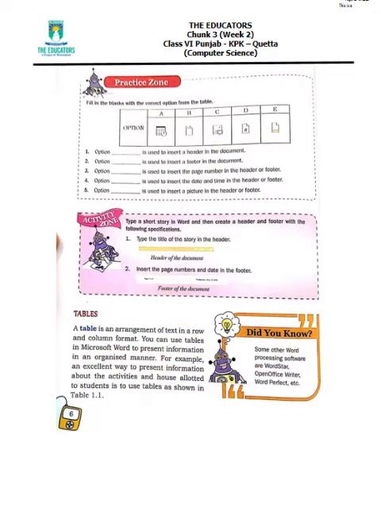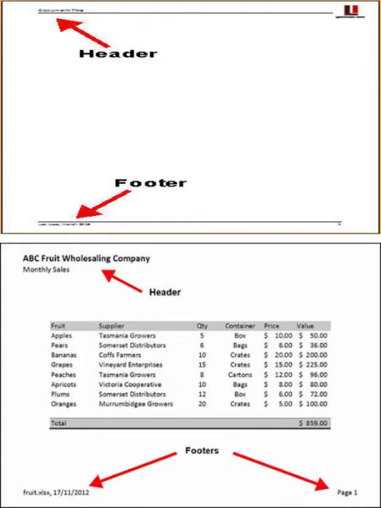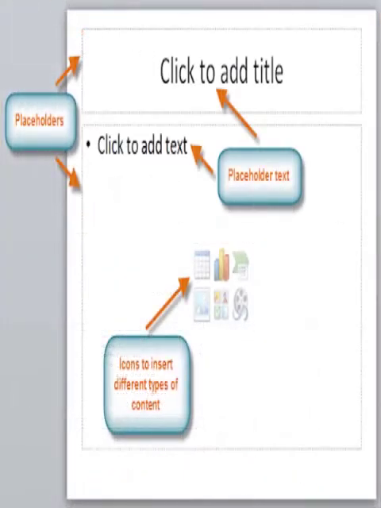When you understand the lecture properly, then come to the practice zone. Now here the question is, fill in the blanks with the correct option from the table. See the options in the table carefully and write in each blank. After that, do the activity. You can insert header and footer like this. Placeholder looks like this.